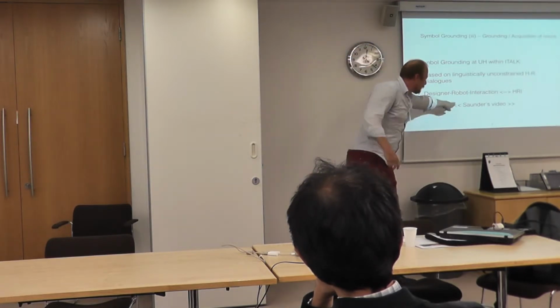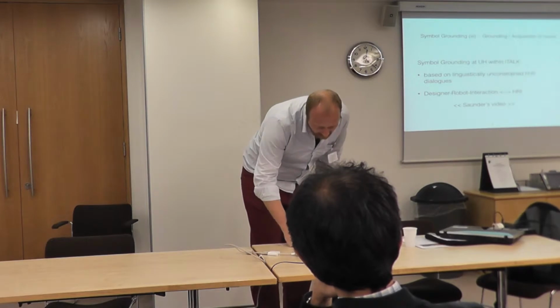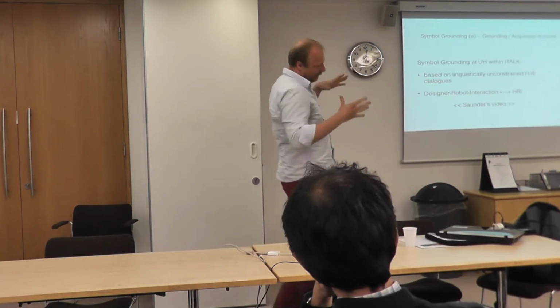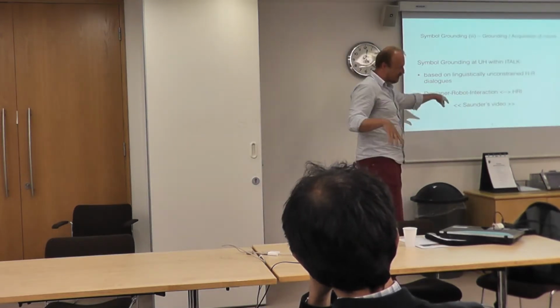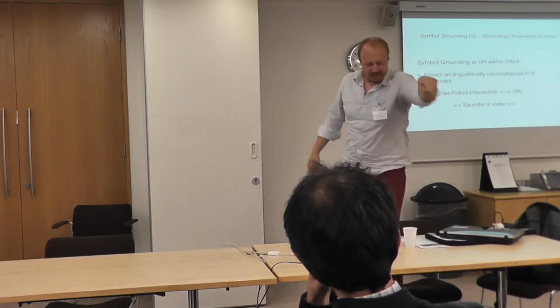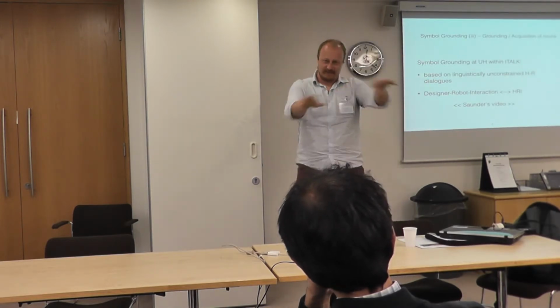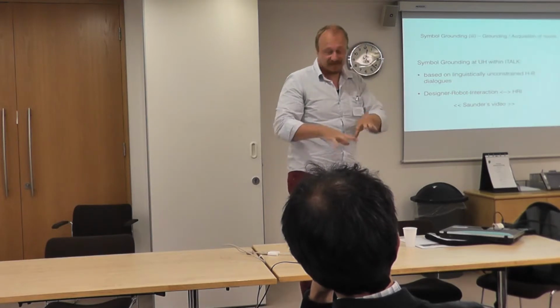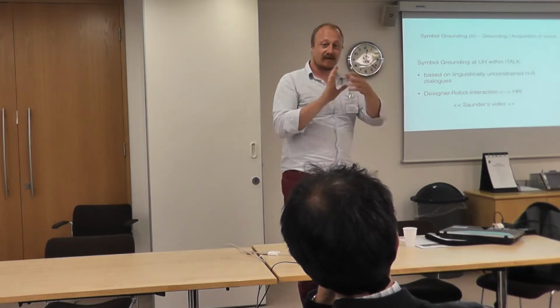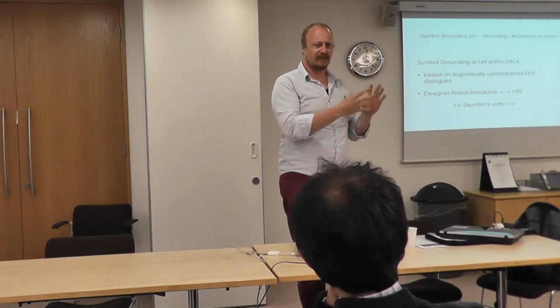I'm not going to show you this video because I was incapable of getting it from my iPad. But the first scenario is pretty much the grounding of nouns, where you have a robot there, a person here, and these cubes between them, and they would describe the meaning of the symbols on these cubes.